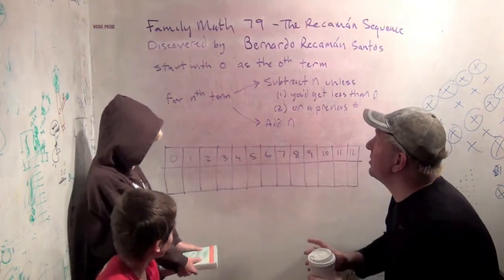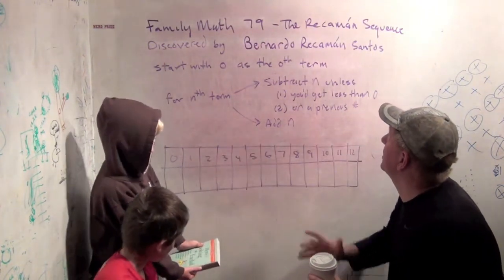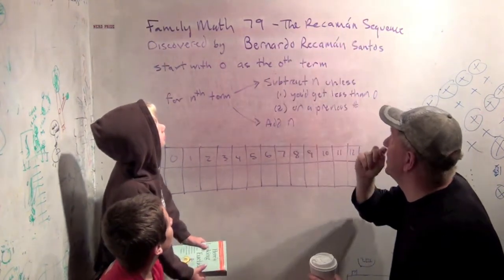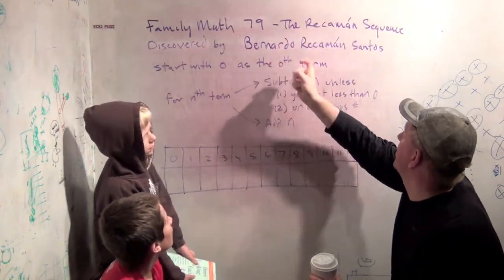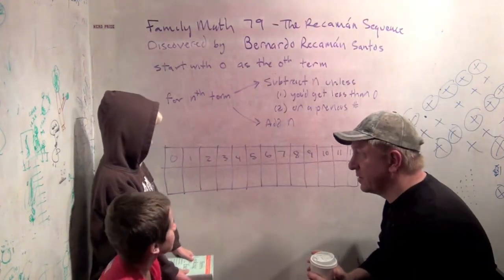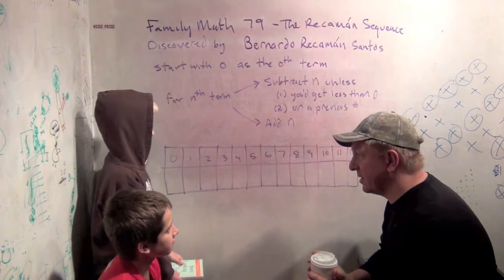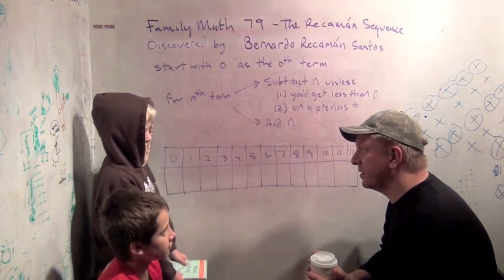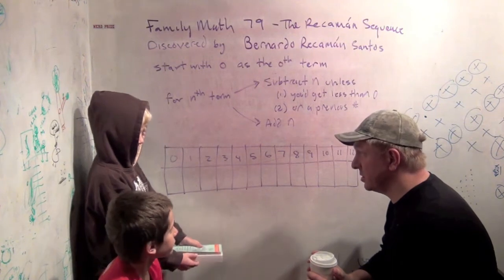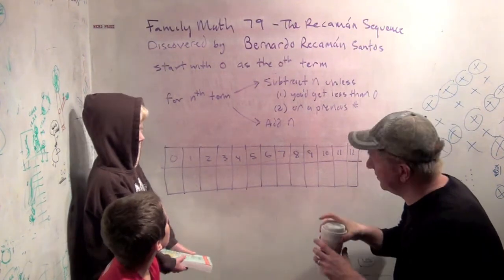I learned about something called what I think is called the Recaman sequence. I'm not exactly sure how to pronounce it. It was discovered by Bernardo Recaman Santos, a Colombian mathematician. It's kind of like that sequence we did where nobody knew if it ever stopped, the Collatz conjecture. Remember we talked about that? So this is kind of like that.